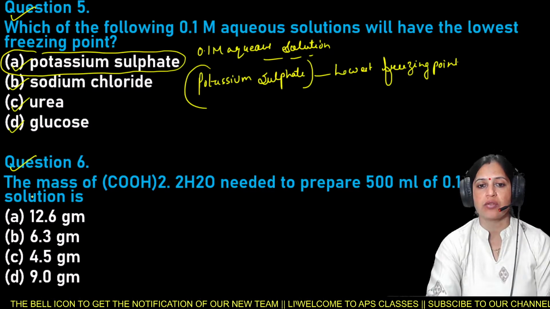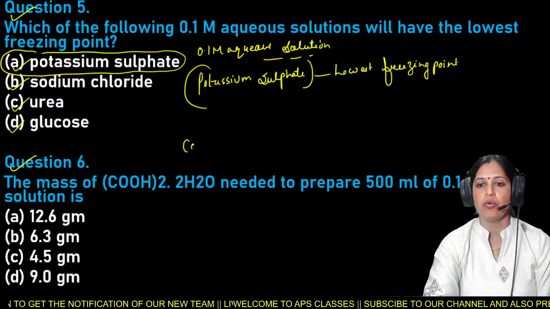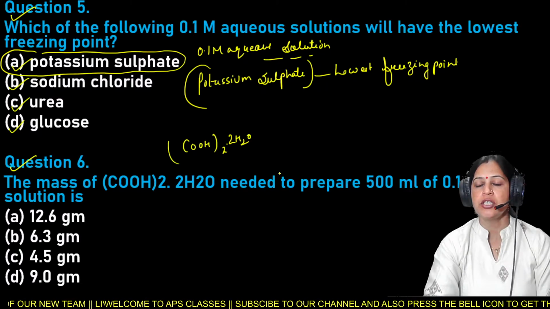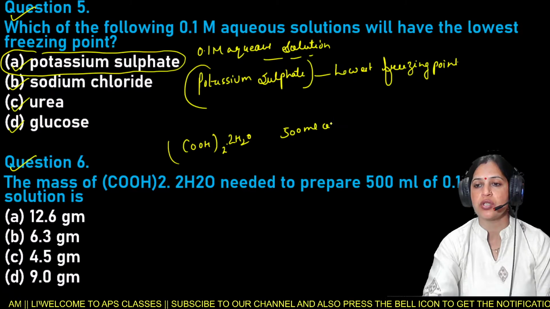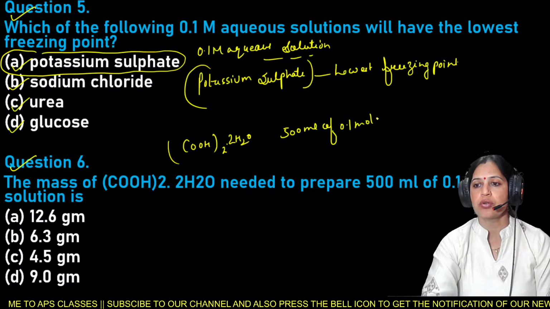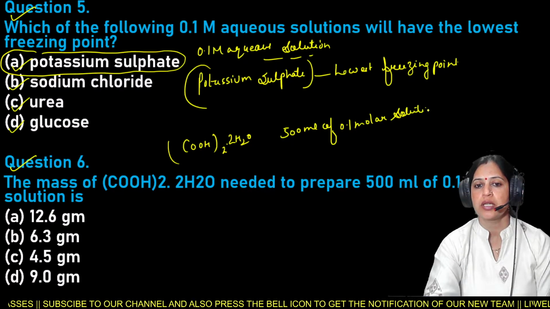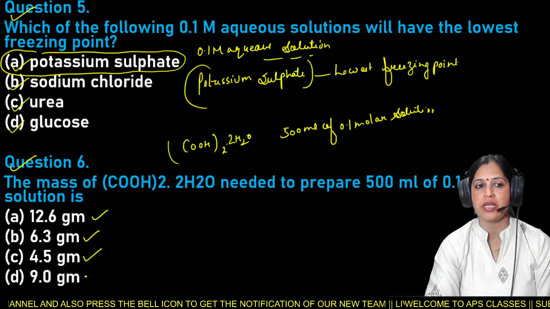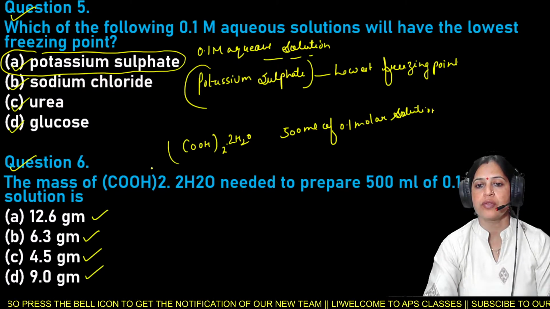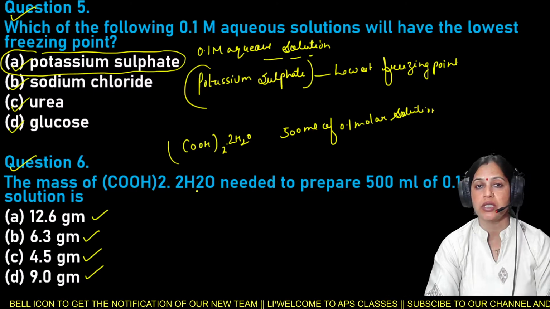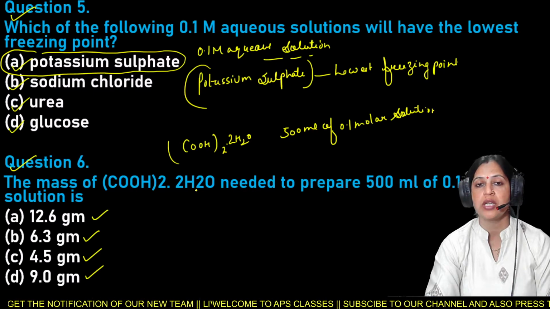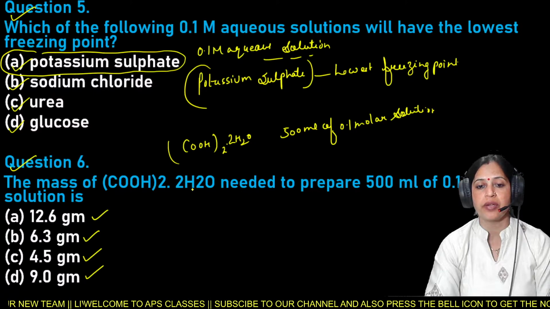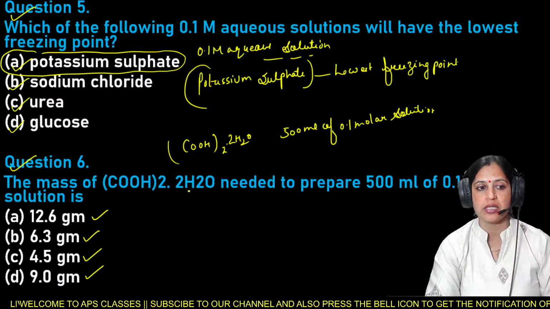Now shift to question number 6. The mass of (COOH)2·2H2O needed to prepare 500 ml of 0.1 molar solution is either 12.6 grams, 6.3 grams, 4.5 grams, or 9.0 grams. And it is your question number 6.